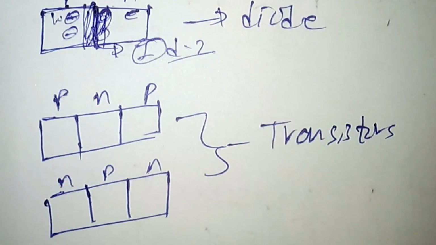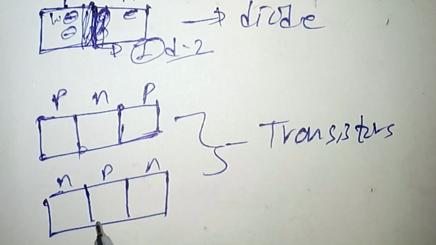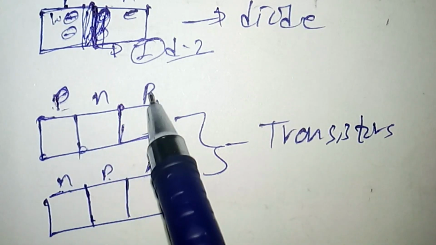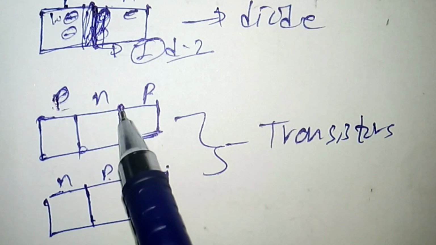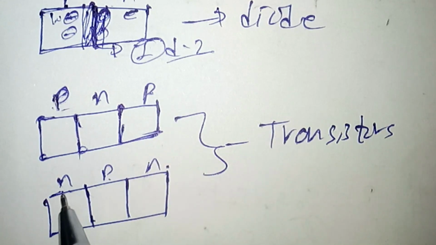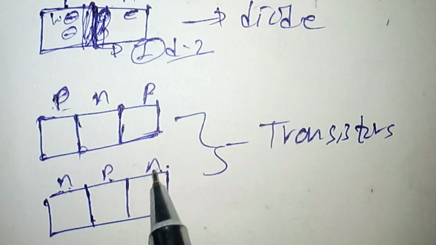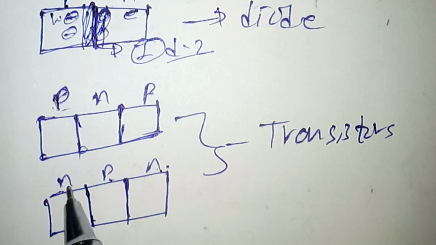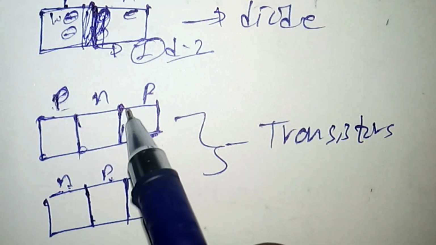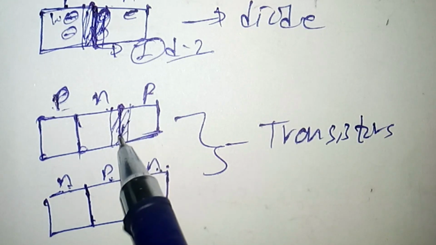When we come to the transistor, it is also a combination of p-n junctions. So we have two possibilities, p-n-p and n-p-n. That means two p-type semiconductors and one n-type semiconductor combined together form a p-n-p transistor. And also we have the possibility of two n-type semiconductors and one p-type semiconductor combined together, which gives us an n-p-n transistor.